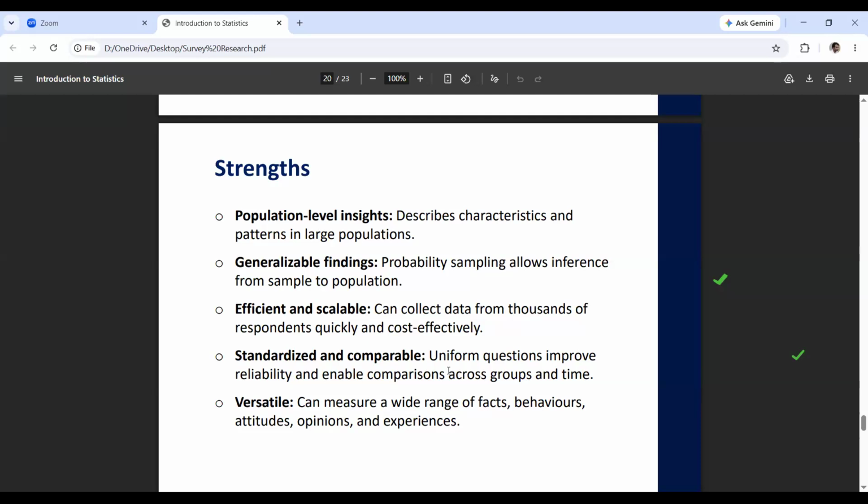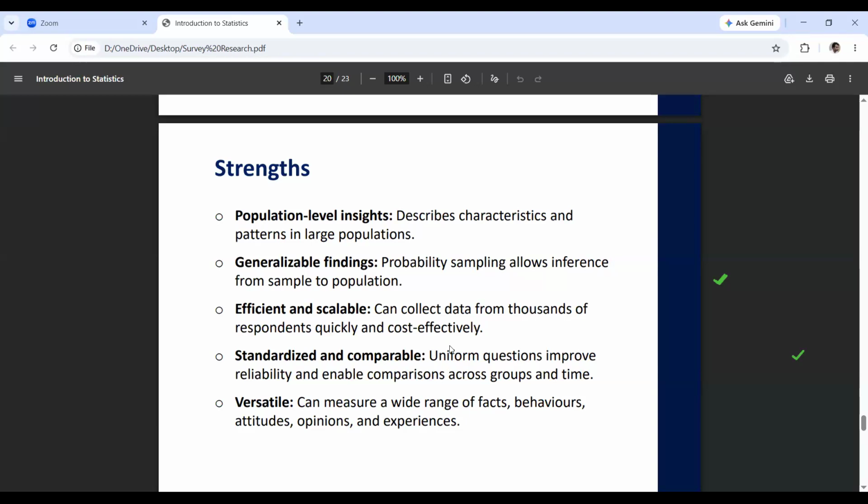Then efficient and scalable: you can collect data from thousands of respondents quickly and cost-effectively. Surveys are less time-taking exercises. Standardized and comparable: uniform questions are asked to all participants, so you can compare their results. If different surveys have been conducted across different countries, like the DHS, Demographic Health Survey, which conducts surveys across 95-plus countries with the same type of questions, 90% of questions being the same, you can compare the results across different countries and different populations. So these are the benefits of surveys.